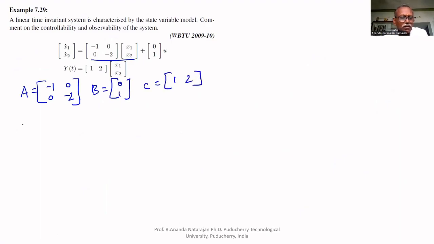Now let us form the controllability composite matrix. QC equals B, AB. Only up to AB, because the order is 2. A to the power n minus 1, 2 minus 1 is 1. We have to stop here because the order is 2.